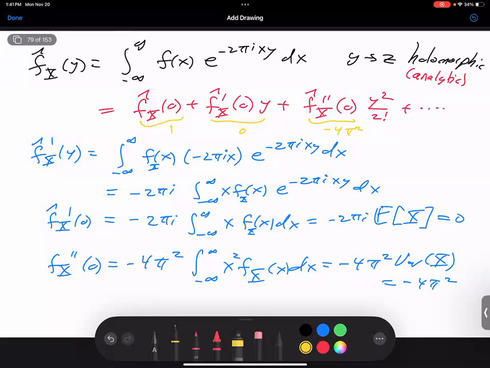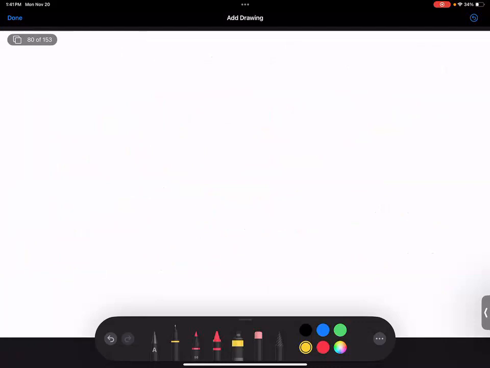So we have this analytic expansion. It's 1 plus 0y plus minus 4 pi squared y squared over 2 and so on. But we don't evaluate the Fourier transform at y. Where do we evaluate it? At t over square root of n. So we have f hat of t over square root of n, to the nth power.